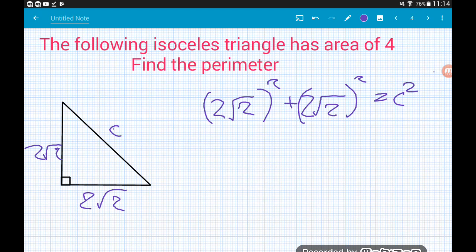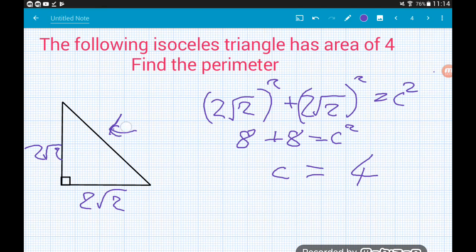Now we actually know what 2 root 2 squared is because we just got that from square rooting 8. So each of these 2 root 2 squareds is going to be 8. So we've got 8 plus 8 equals C squared. Now 8 plus 8 is 16. So we've got 16 equals C squared. So if we square root that, that will tell us that C is equal to 4. So now we know all 3 lengths of our triangle.